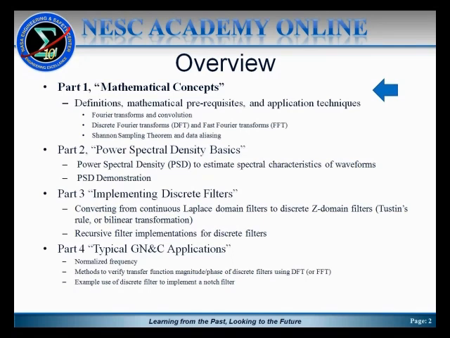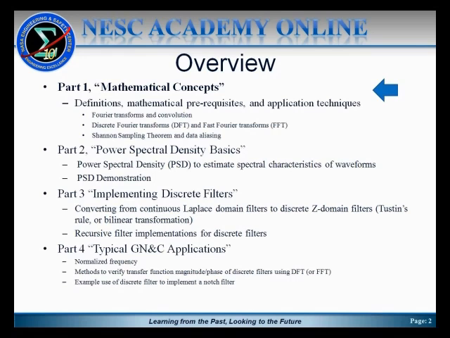Part 3 of this four-part series is entitled Implementing Discrete Filters. In this presentation, we'll discuss how one would convert from a continuous or Laplace domain filter to discrete or Z-domain filters. That's generally referred to as Tustin's rule or the bilinear transformation. One can readily convert a filter from the S-plane or Laplace domain form to the Z or discrete domain fairly readily. And then also, with that, we'll show how you can implement recursive filters to do the discrete filters, which are a little bit simpler than continuous domain filters that require integration of parameters.